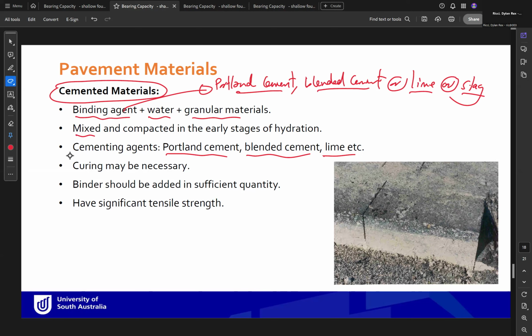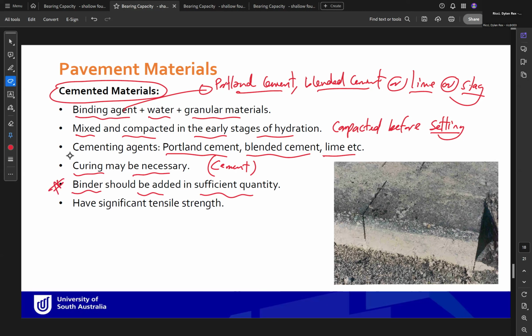It is mixed and compacted in the early stages of hydration. So this needs to be compacted before setting, otherwise we will not be able to compact it. Curing may be necessary because it contains cement. Cement still reacts after setting, so we need to add some water to complete the reactions. The binder should be added in sufficient quantity to make sure it binds the granular materials.